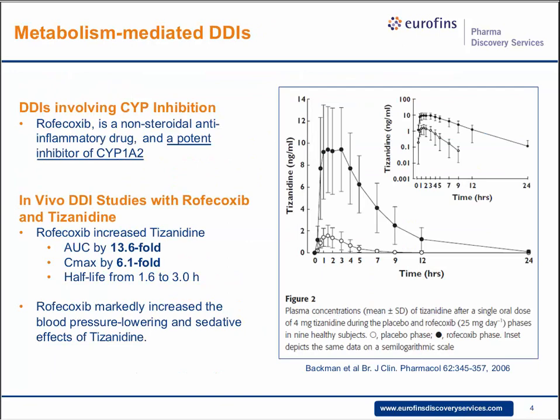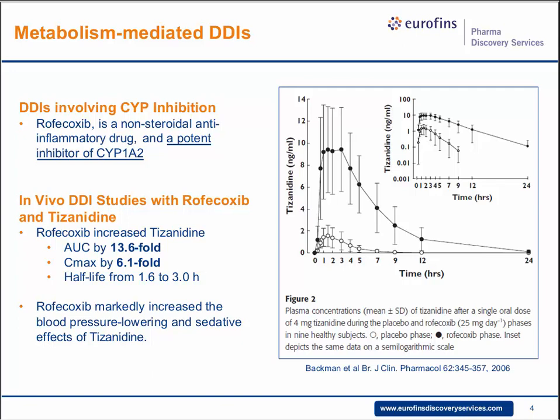Let's start first with looking at a clinical example of a drug-drug interaction mediated through an interaction with a metabolic enzyme, in this case via inhibition of a cytochrome P450 enzyme CYP1A2. The example shown here is the NSAID rofecoxib, or Vioxx, which was identified in development as a time-dependent inhibitor of CYP1A2. In the clinical setting, when rofecoxib is administered together with a CYP1A2 substrate, the drug tizanidine, with the inhibition of 1A2 metabolic activity, plasma levels of tizanidine were found to increase approximately 14-fold.